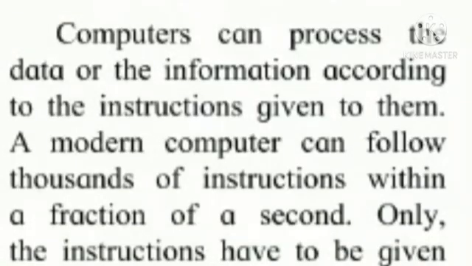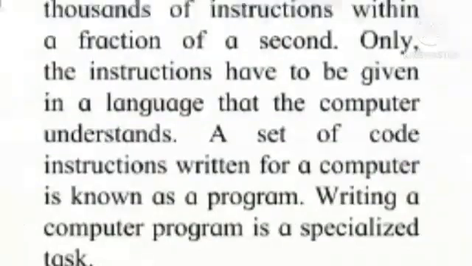Computers can process the data or the information according to the instructions given to them. A modern computer can follow thousands of instructions within a fraction of a second. Only the instructions have to be given in a language that the computer understands. A set of code instructions written for a computer is known as a program. Writing a computer program is a specialized task.